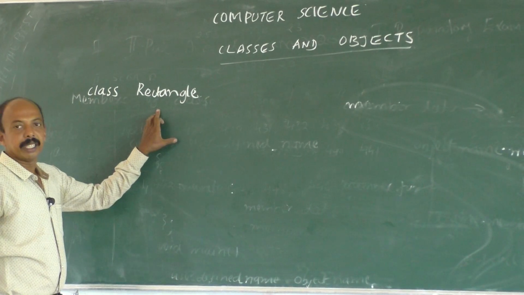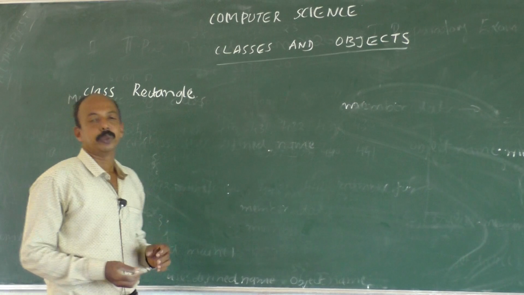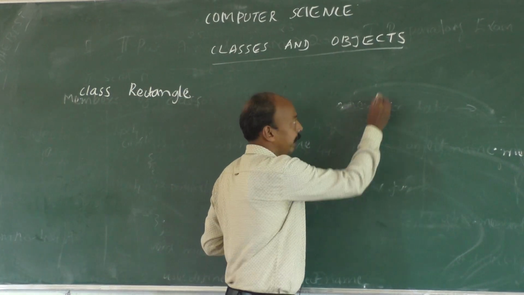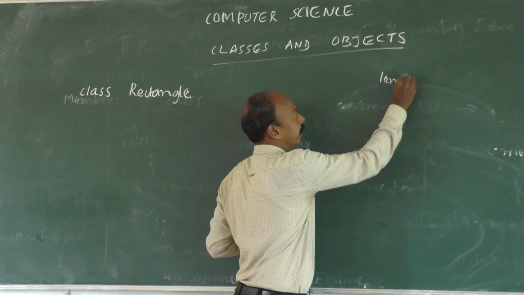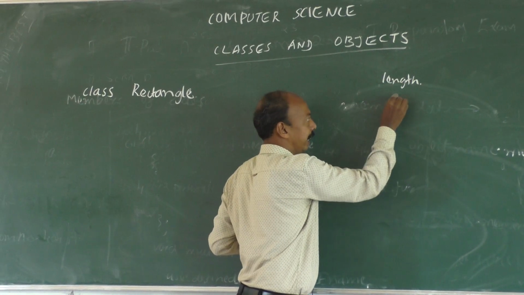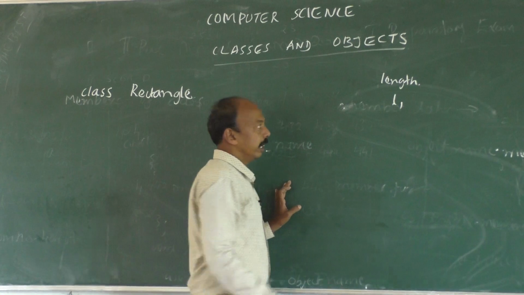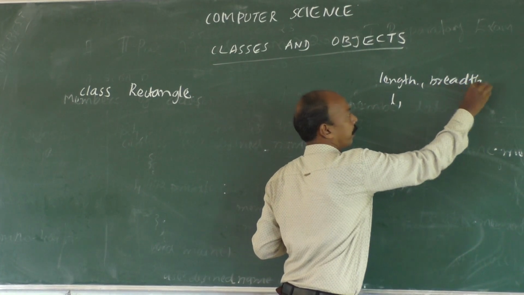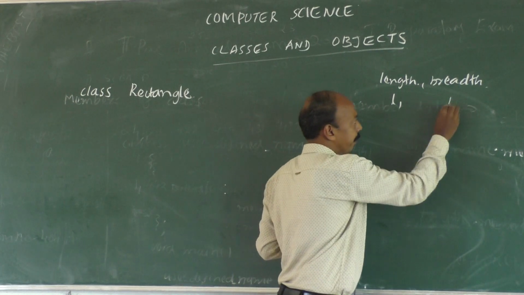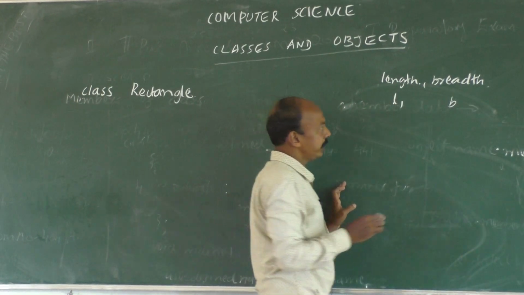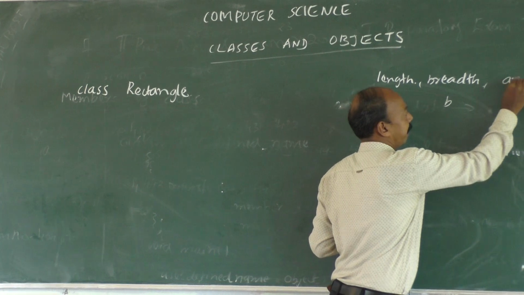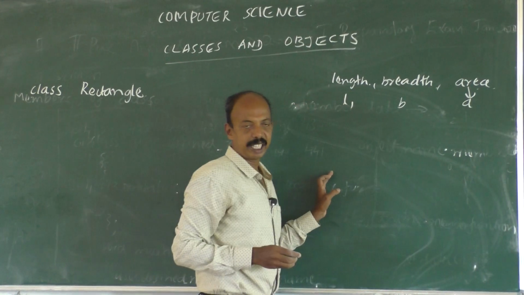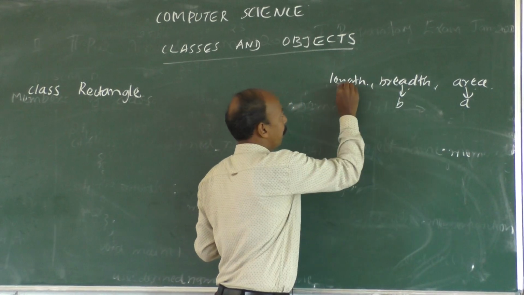So here in the rectangle, what are we going to do? We shall do one thing. We shall input the value of the length. Let us take the length as L. Let us take breadth as B, variable B, and we shall calculate area. Area we shall take as A.